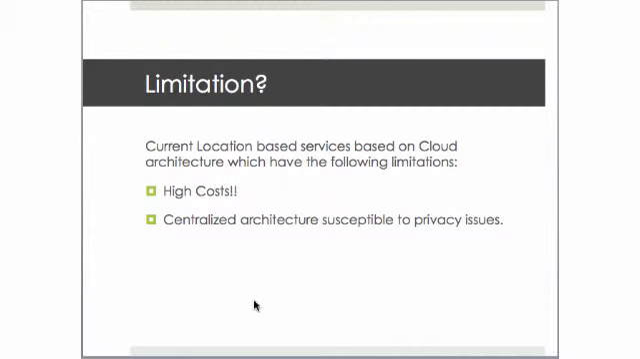The current limitation of location-based services is that they're based on cloud architecture, that is, they are server-centric. They come with their own limitations. One, high cost, as it's not easy to host something on the cloud. Two, centralized architecture is always susceptible to privacy issues. So if a file were hosted on a server somewhere on the cloud and the server were compromised, the file would be compromised as well.